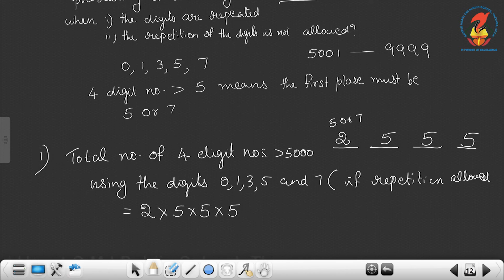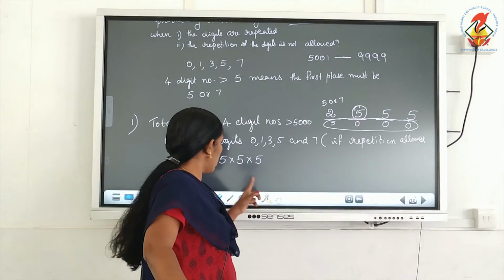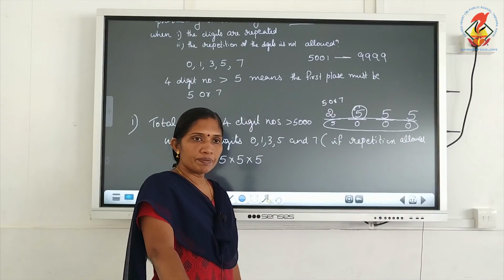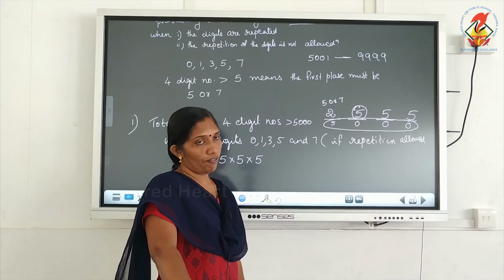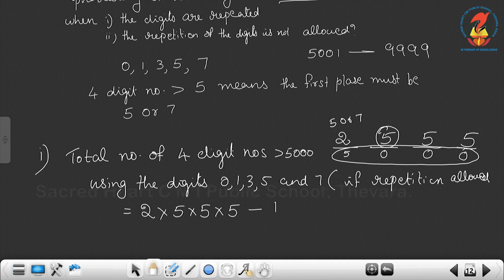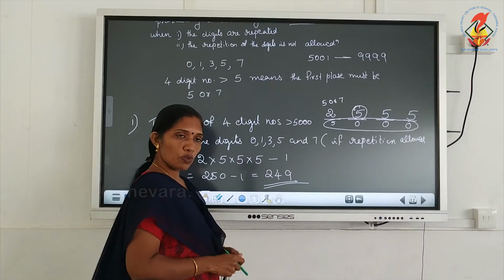But children, think: in these 250 numbers, the first place can be filled in 2 ways, so I can write 5 here, and the other places in 5 different ways. So I can write 0, 0, 0 here. Can we get the number 5000? Is 5000 among these 250 numbers? Yes, but we can't take 5000 since the number must be greater than 5000. So you have to subtract 1. So it is 250 minus 1, that is 249. Understood, all of you?